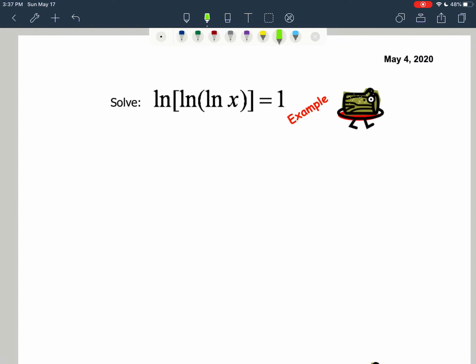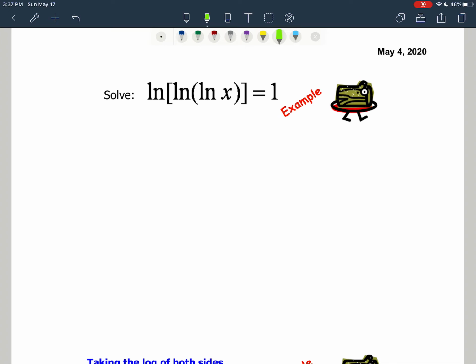How many times are you going to have to rewrite this equation in exponential form? If you're thinking 3 times, because I have a log of a log of a log, a natural log of itself 3 times, you're correct. We're going to have to write this in exponential form 3 times. So go ahead and press pause, see if you can do this. Meanwhile, come on back and I'll be working away.